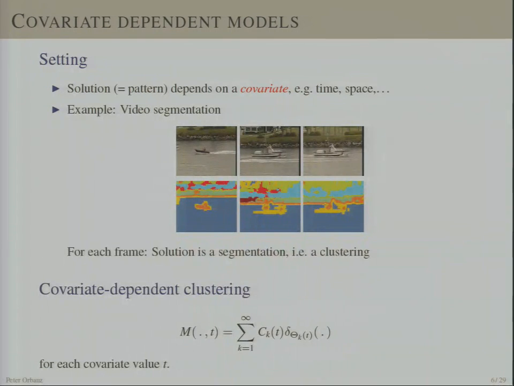And now if we want this to depend on a covariate, we have to make it a function of that covariate. Right? So if we want a clustering solution to vary smoothly over time, the solution is described by the parameter values of the individual clusters and their weights. So we have to make these parameters and these weights a function of time, okay? Or of space, or whatever else we would like to use as a covariate.